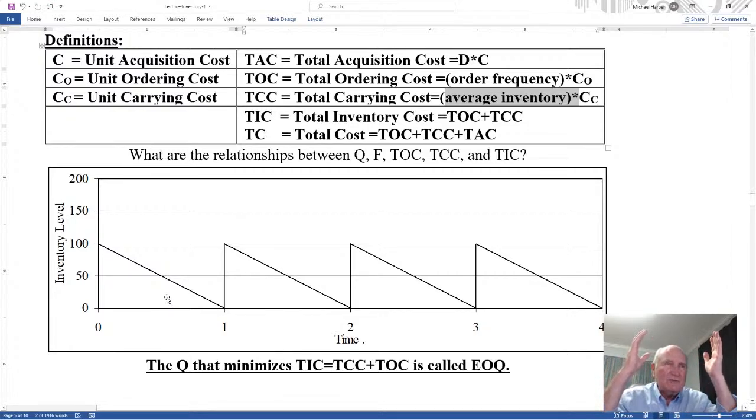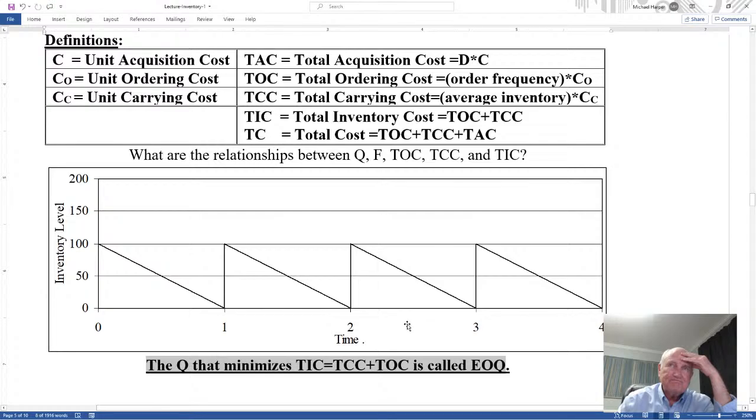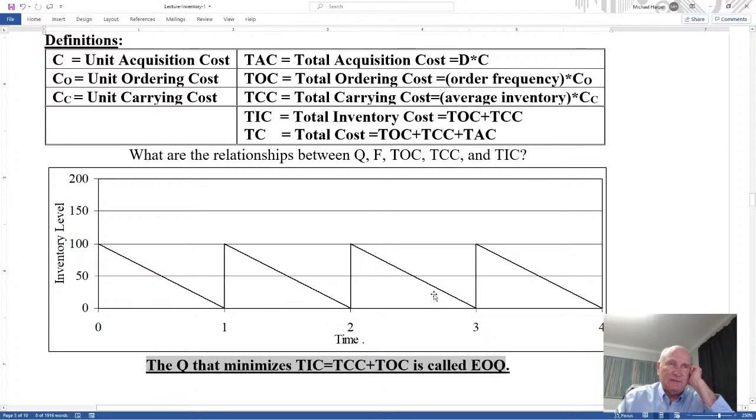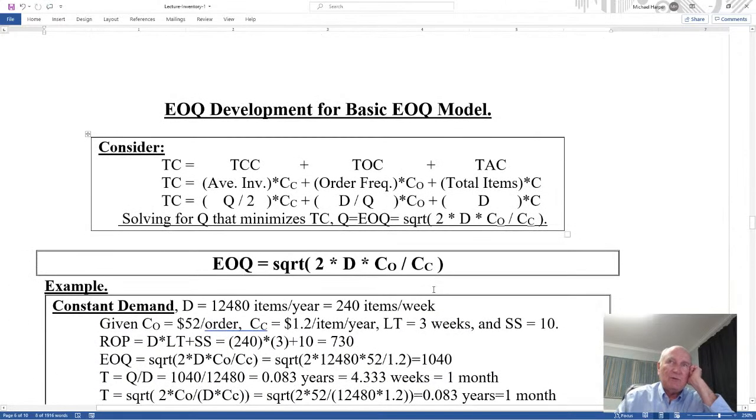Remember the very first lecture, I talked about break-even analysis, where you have a break-even point. At that break-even where these two costs come together, we want to find a Q that minimizes the sum of those two costs. And that's called EOQ. So the idea is increasing and decreasing Q until the sum of those two costs is minimized. So that's the concept. Now let's develop it with a basic EOQ model.